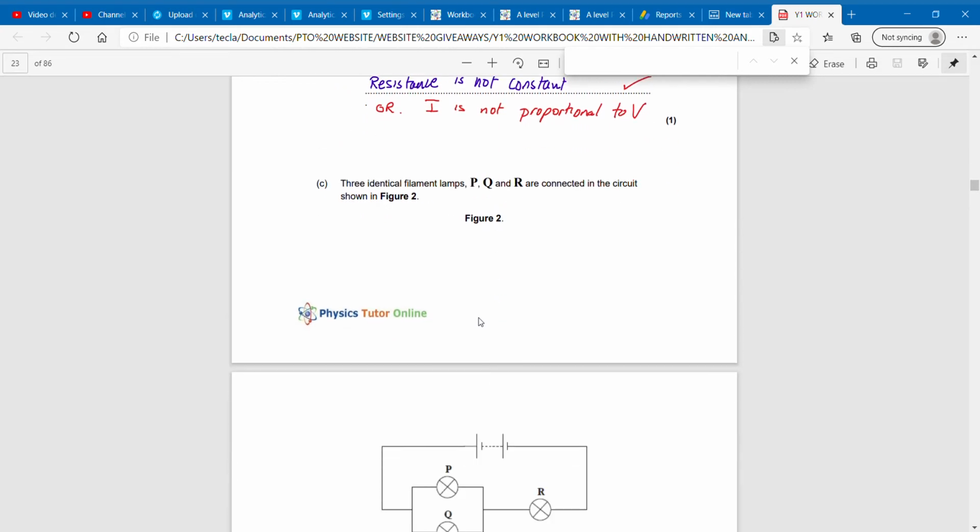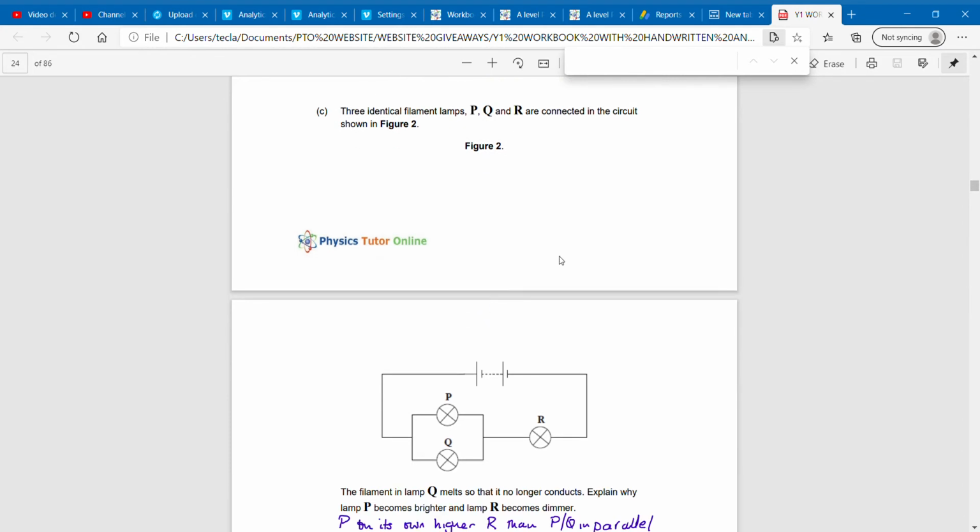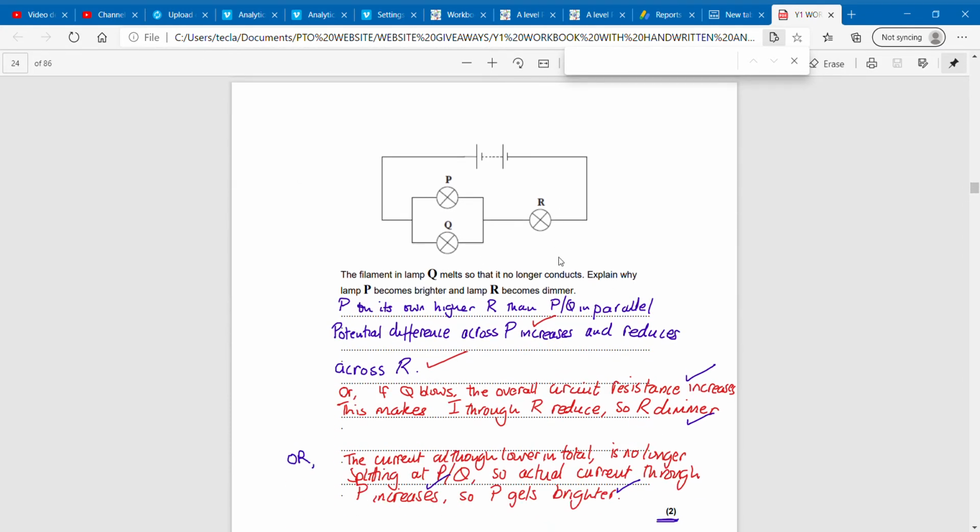C is the circuit with 3 identical lamps, P, Q and R, connected as shown. If lamp Q melts so that it no longer conducts, explain why lamp P becomes brighter and lamp R becomes dimmer. So P on its own has a higher resistance than P and Q in parallel. So the potential difference across P will increase and it will reduce across R. And that would get you 2 marks.